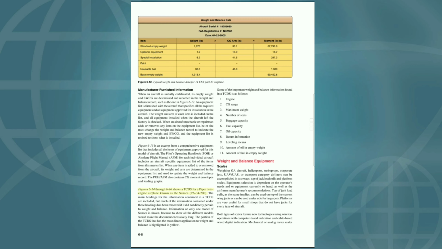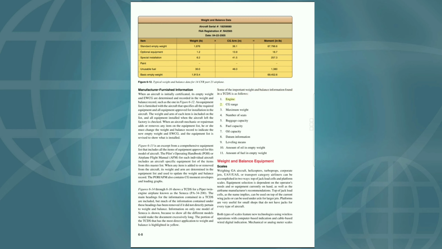Figures 6-14 through 6-16 show a TCDS for a Piper twin-engine airplane known as the Seneca, PA-34-200. The main headings for the information contained in a TCDS are included, but much of the information contained under these headings has been removed if it did not directly pertain to weight and balance. Information on only one model of Seneca is shown, because to show all the different models would make the document excessively long. The portion of the TCDS that has the most direct application to weight and balance is highlighted in yellow. Some of the important weight and balance information found in the TCDS is as follows.